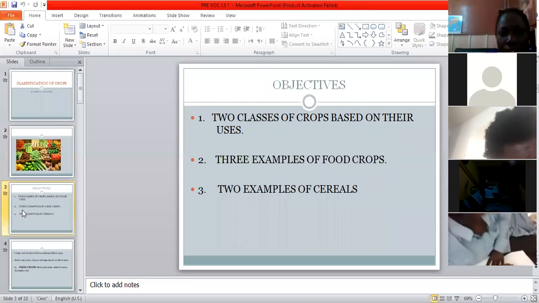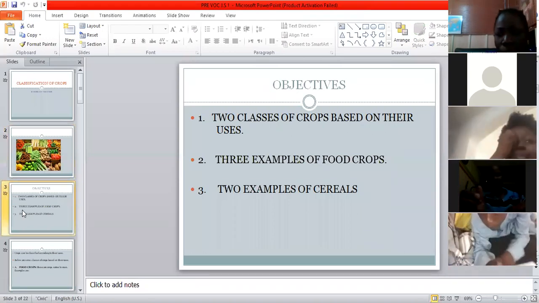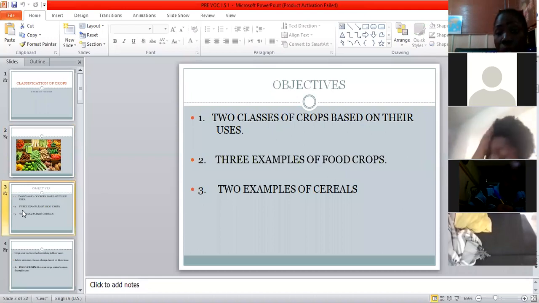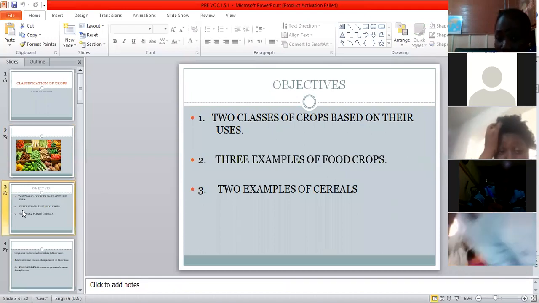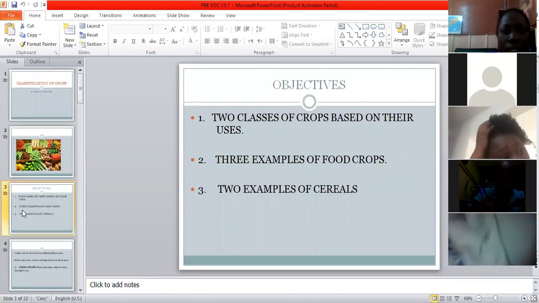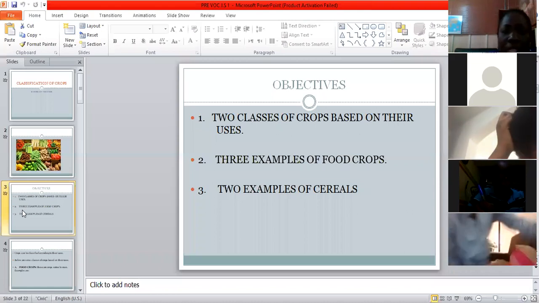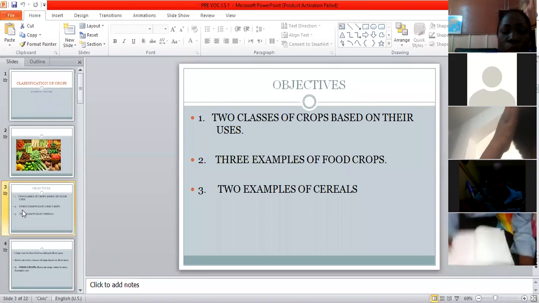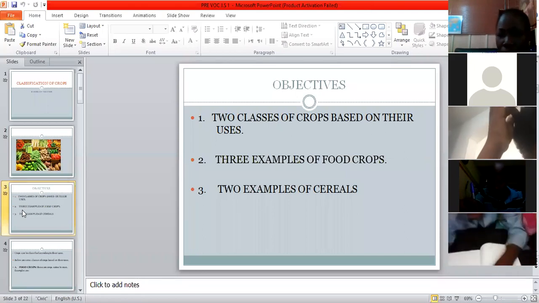Objectives of today's lesson. At the end of this lesson, there are 3 things at least that I want you to achieve. The first one is you should be able to name the 2 classes of crops based on their uses. Name just 2 for me. Then the second objective is give me 3 examples of food crops. Then the third one is you should be able to give me 2 examples of cereals.